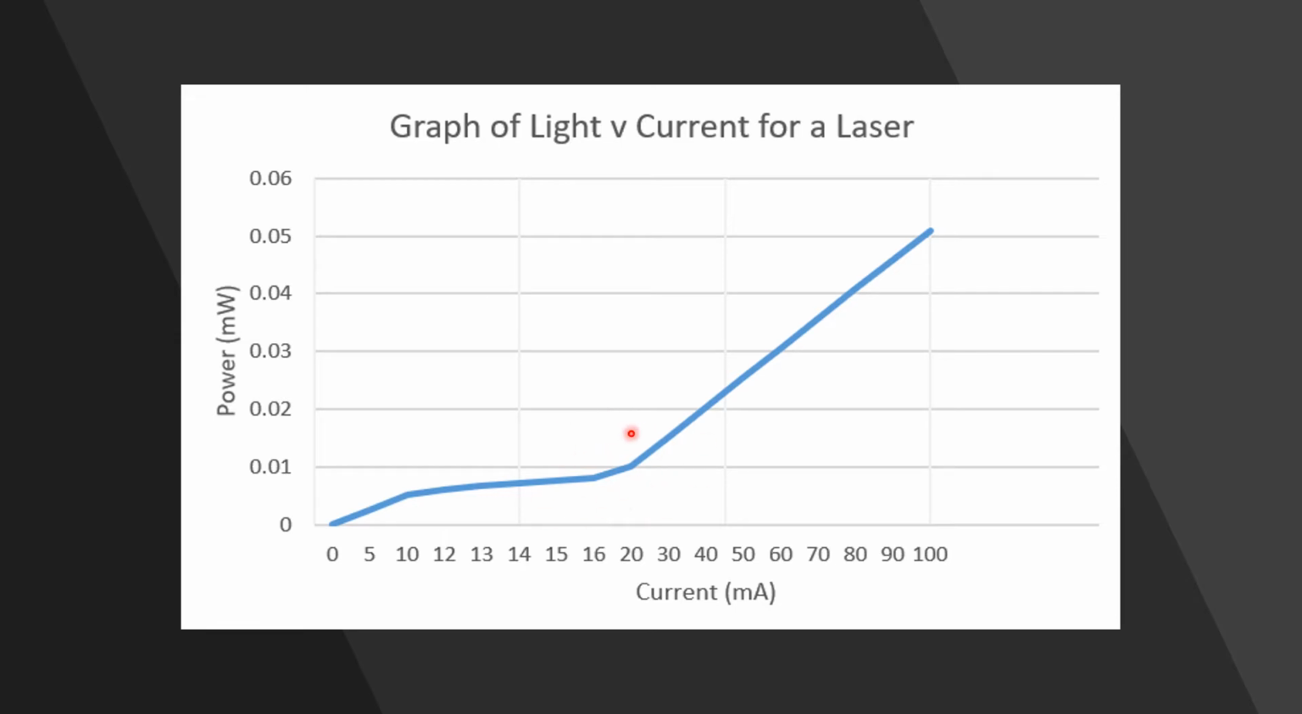The point at which the graph turns is called the threshold point, or the threshold current, and this is what defines when the laser is on or off. We see that prior to this point we do have some power output, but this is not a laser, and I'll talk about this in a minute. So before the threshold point we do not have a laser, where the laser is off, and after the threshold point the laser is on.